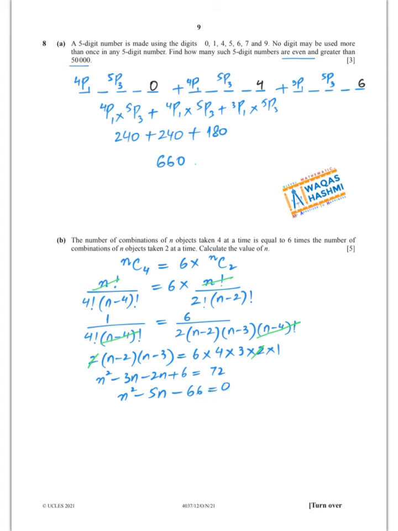And now we need to solve it by using the middle term or quadratic formula. So after simplification, you will get two values of n. The first one is positive 11 and the next one is negative 6. So we are going to pick the positive one. So your answer is n equals 11.